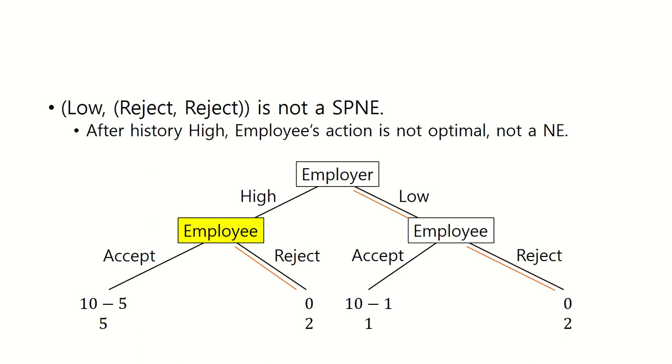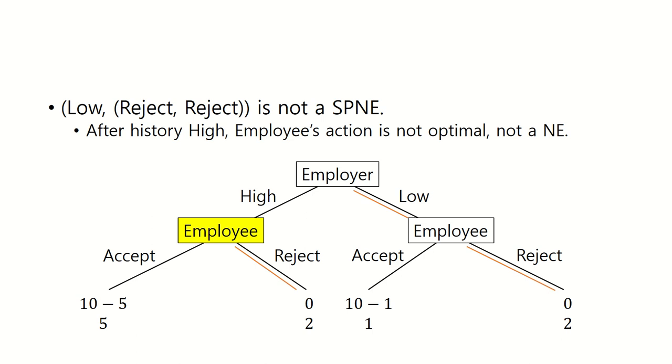Look at this yellow painted rectangular employee node. At that moment, if the employee chooses accept, then the employee's payoff is 5. If the employee chooses reject, then the employee's payoff is 2. But this employee chooses to reject the high wage offer. And this is not optimal. So this is not a Nash equilibrium.